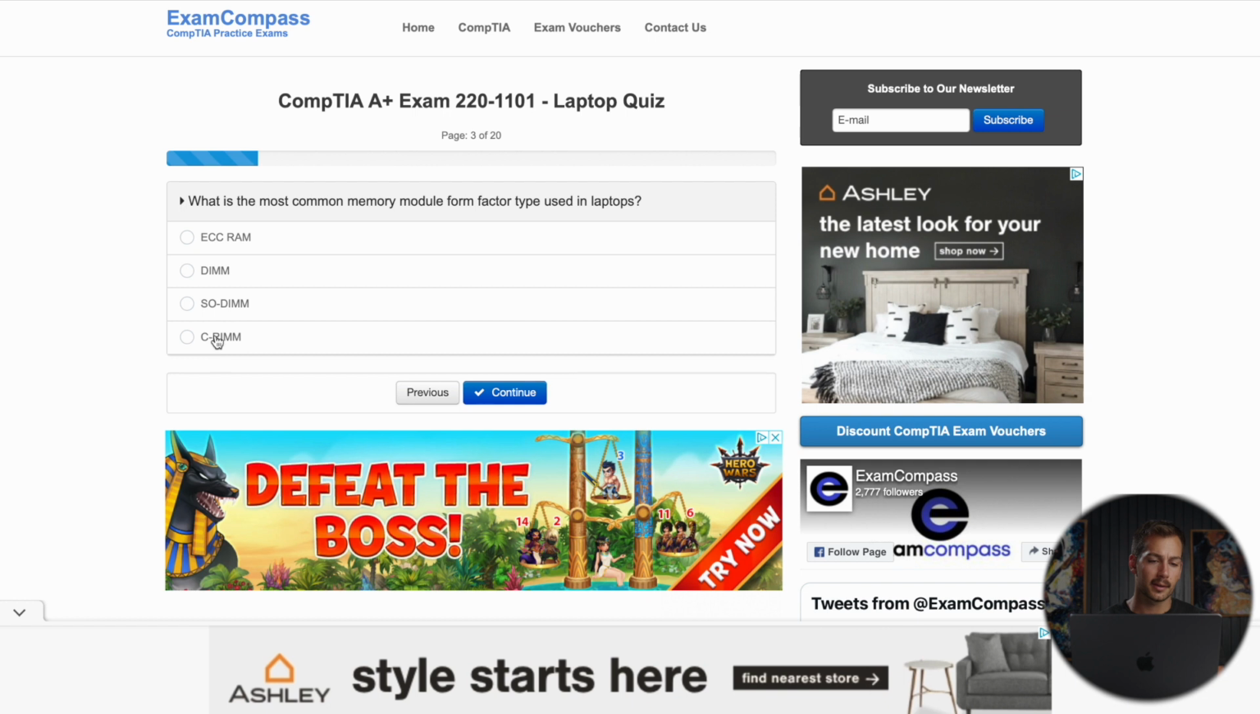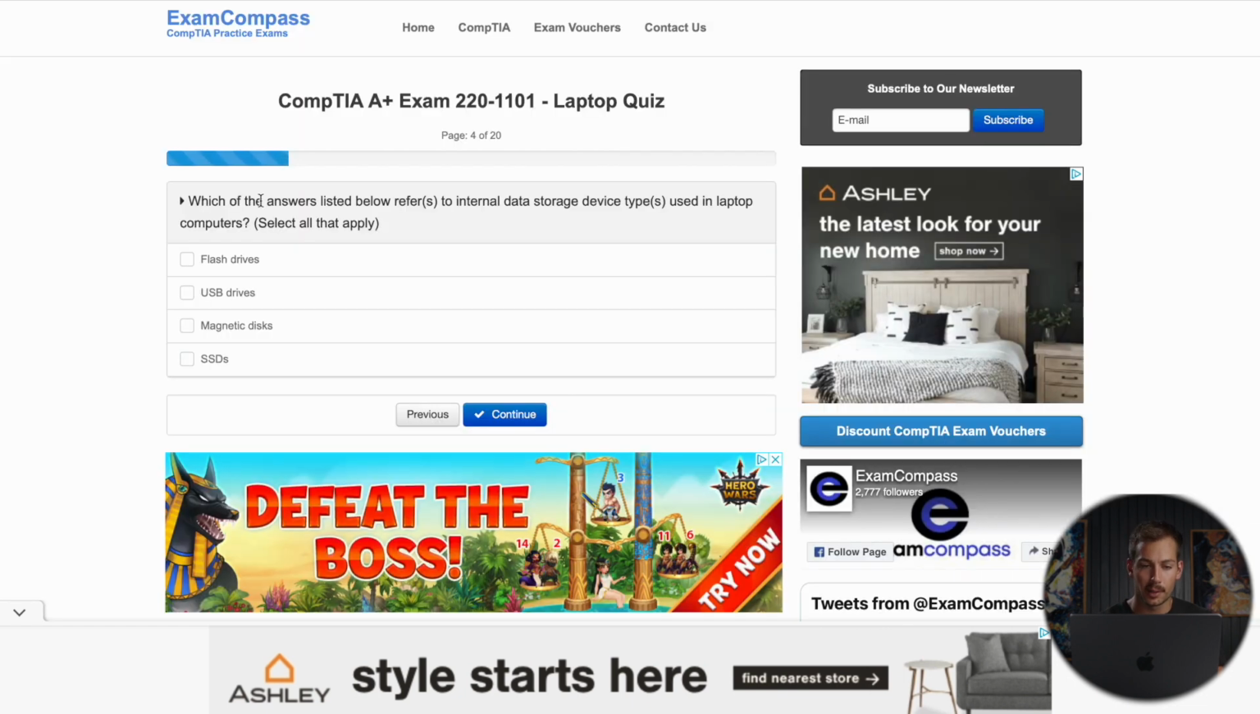And then the last thing down here is a continuity RIMM. This is what you would put in a slot if you're not actually using a memory module in there, because all of the slots have to be filled. So SODIMM or small outline DIMMs are going to be the correct answer here.